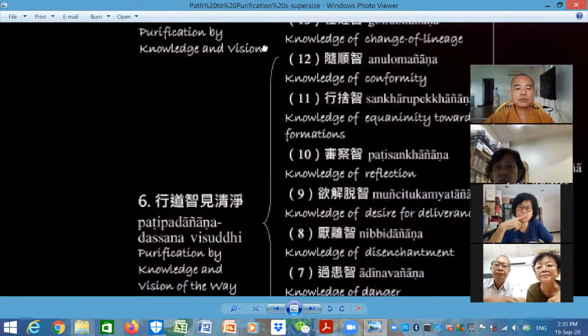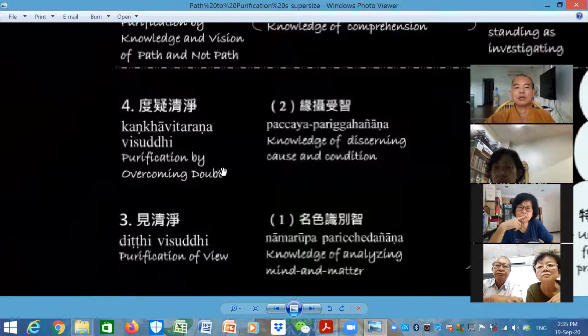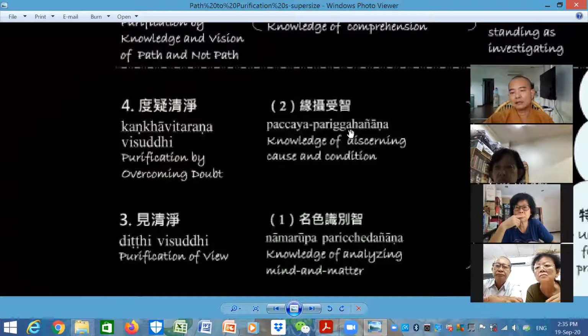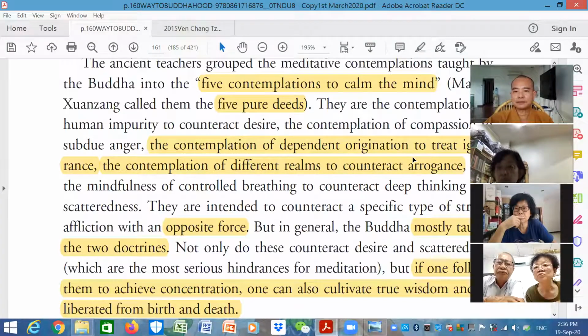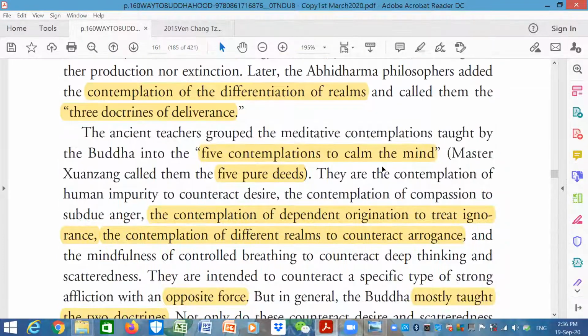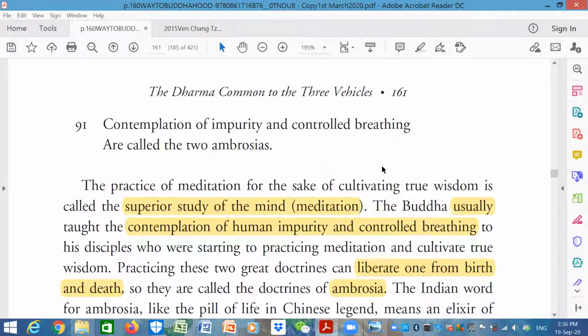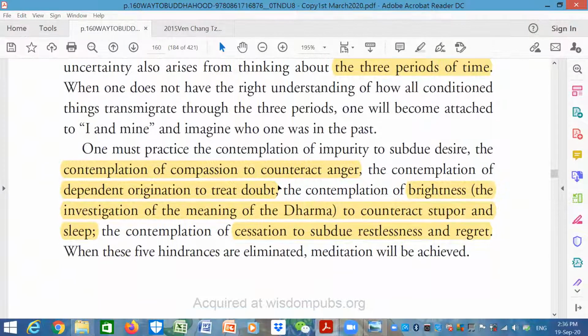Okay, so regarding the doubt, it is here, you see. Purification by overcoming doubt, by using knowledge of discerning cause and condition. So this is what we call paticca samuppada, the 12 dependent originations. So this is the knowledge, and also the meditative method we use here to encounter the skepticism, the doubt here. Let's take a look. Yeah, dependent origination to treat the doubt. So the doubt means the doubt here.